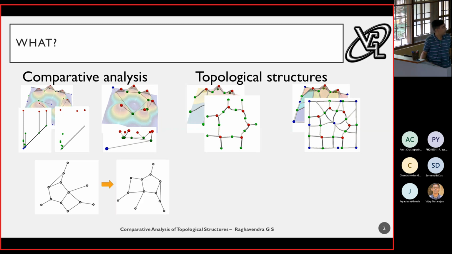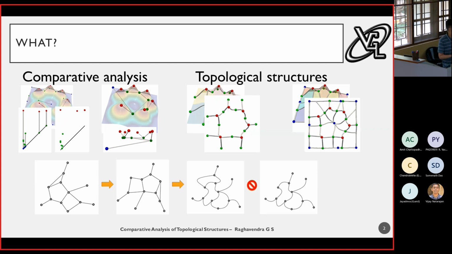The structure can be rotated, scaled, it can even be squished, it can be elongated, and so on, as long as the connectivity remains the same. If we, for example, delete an edge or remove a cycle, as in this case, then the topological structure will not remain the same.